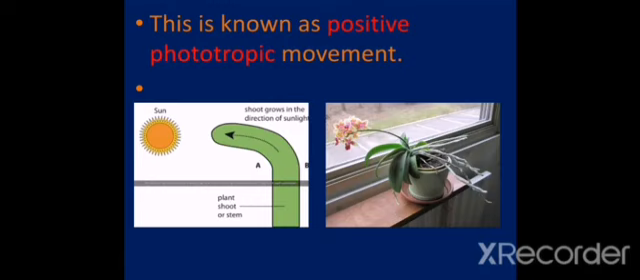Here you can see an orchid plant bending towards the sunlight. Now you know the reason. This is caused by the plant growth substance auxin. This type of movement is known as a positive phototropic movement.